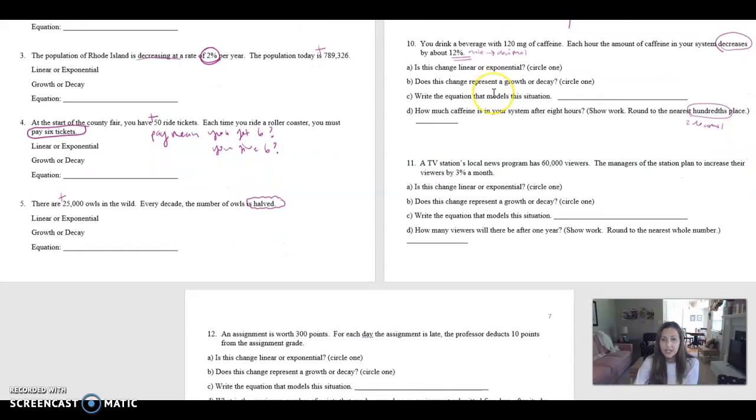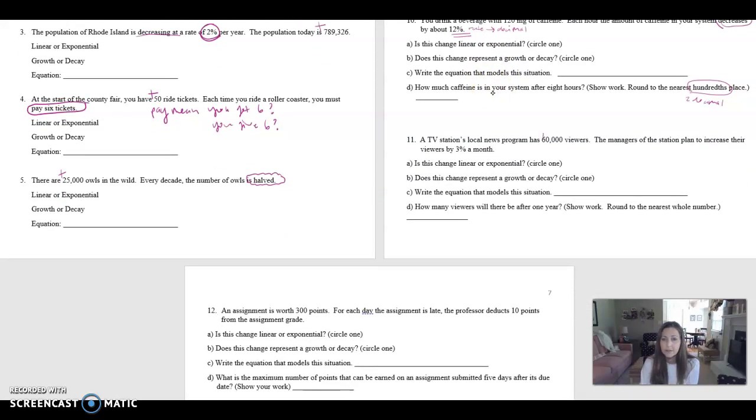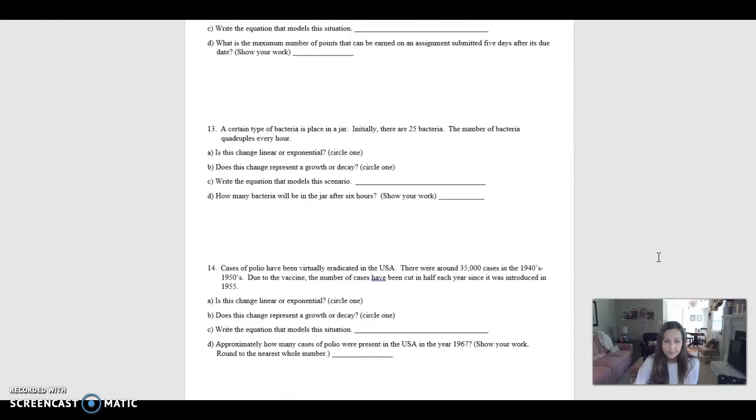A local TV station has 60,000 viewers. That would be positive. The station manager plans to increase their viewers by 3% a month. Again, this is a rate, and a rate needs to be written as a decimal. Now, this problem says round to the nearest whole number. Why does it say a whole number for this problem when in number 10 it let me go to the nearest hundredth? Because number 11 is talking about human beings, and we can't have a decimal of a human being. So that's why you round to the nearest whole number. Make sure you're paying attention to the rounding instructions.